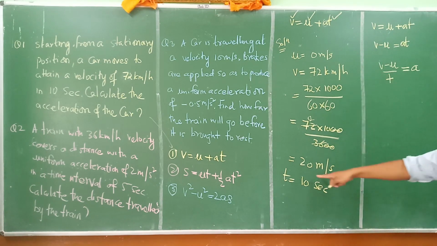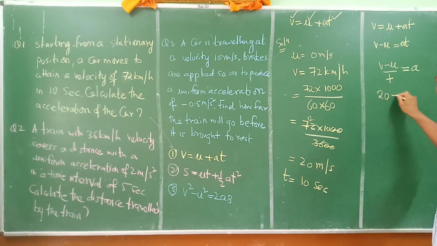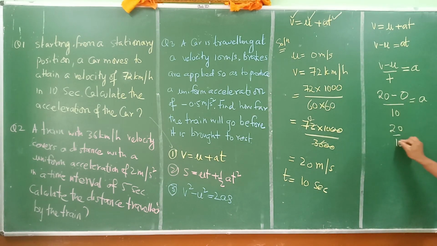So how much is v? 20. And how much is u? 0. How much is time? 10. How much is acceleration? We don't know it, right? 20 minus 0 is 20. Divided by 10: 10 ones are 10, 10 twos are 20. That is 2 meter per second square, which is the unit of the acceleration. This is how we solve the first calculation of the equation of motion. Understand? Let us go for the next one.